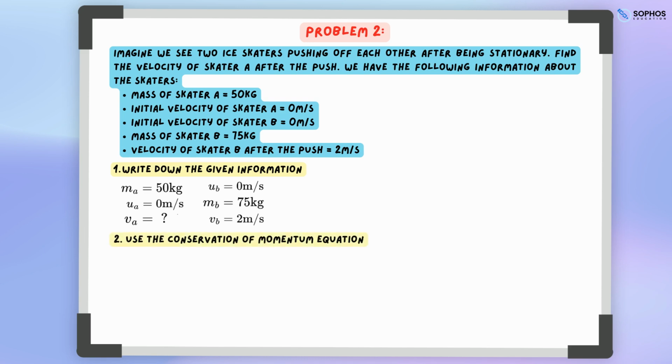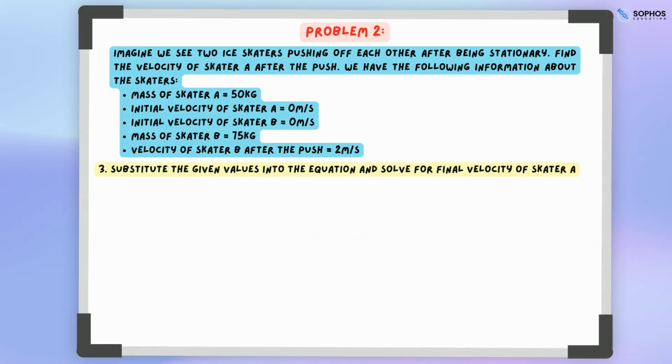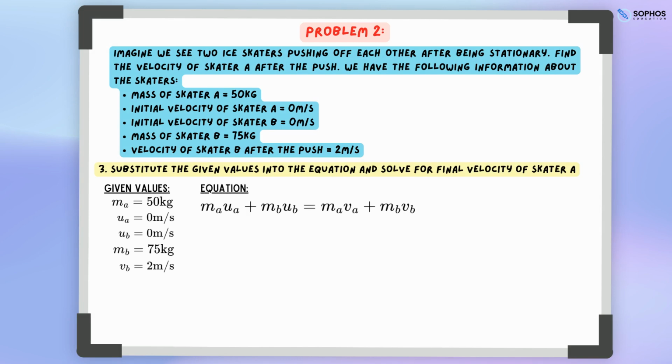Step 2 is to use the conservation of momentum equation. As there are no external forces, the total momentum is conserved. This means that we can use the equation that initial momentum of A plus initial momentum of B equals final momentum of A plus final momentum of B.